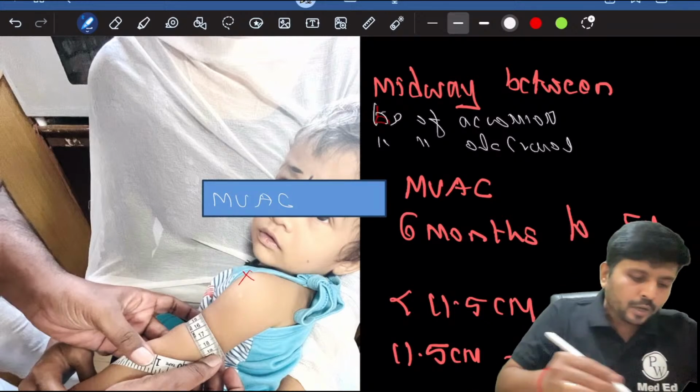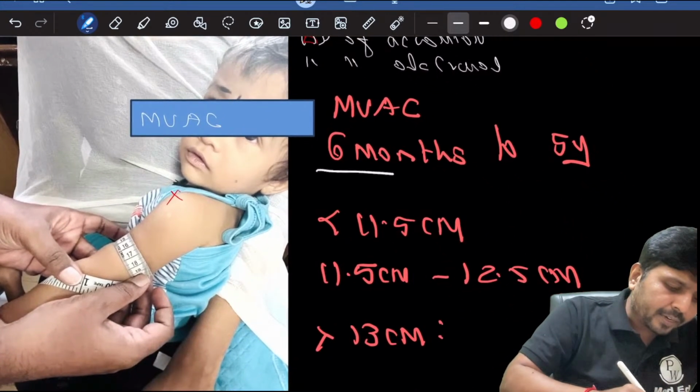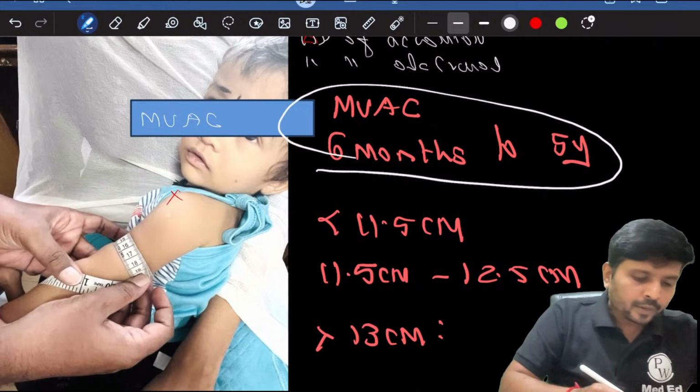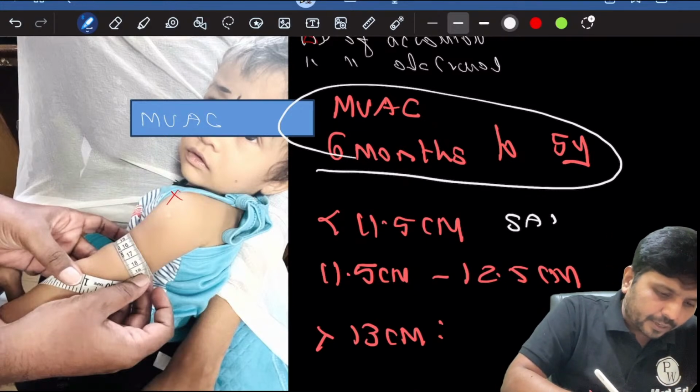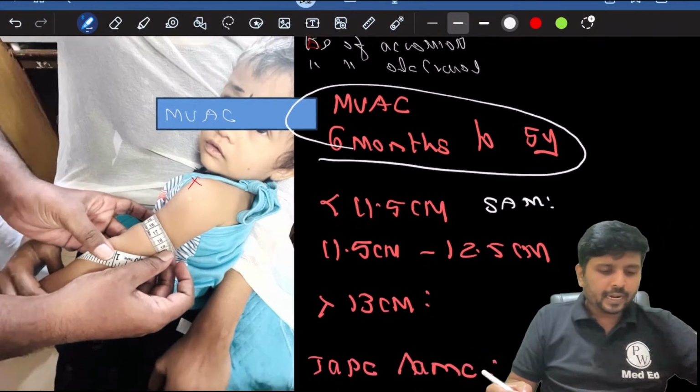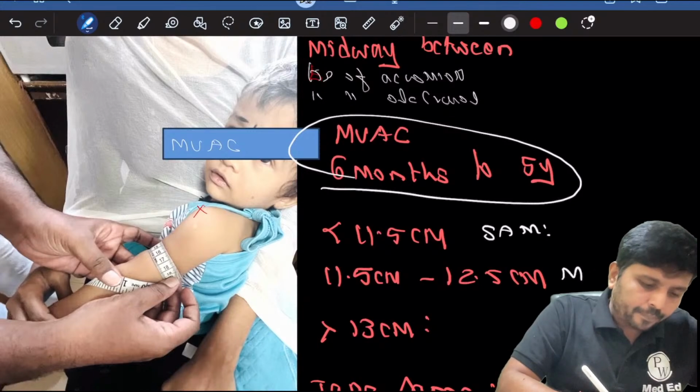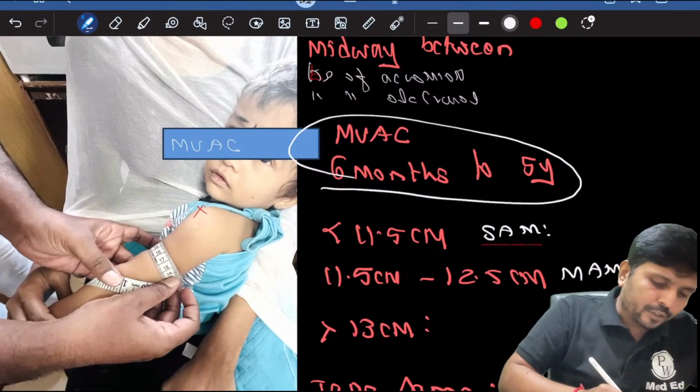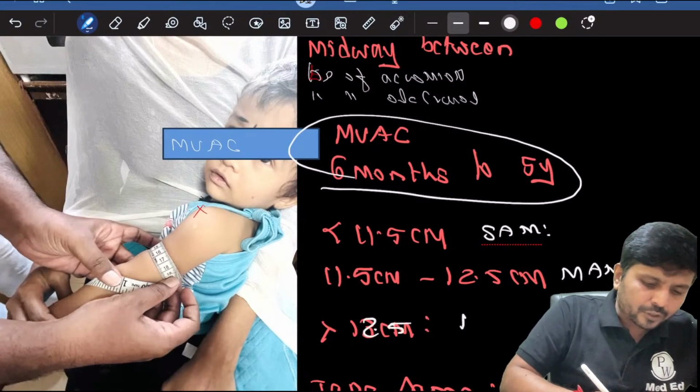Midway between. It is normally fixed between 6 months to 5 years. Less than 11.5, severe acute malnutrition. 11.5 to 12.5, moderate acute malnutrition. More than 12.5 means normal child.